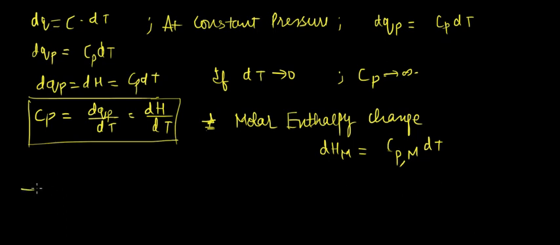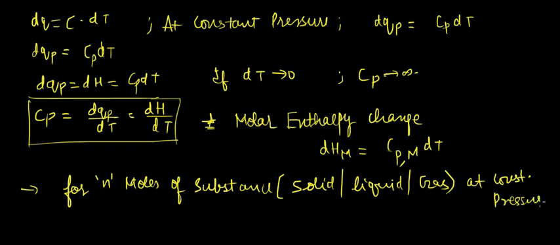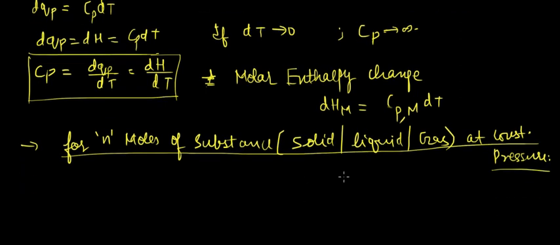Okay, so similarly for n moles of a substance, which can be solid, liquid or gas, at constant pressure, we can write that dH would be equal to n Cpm dT.